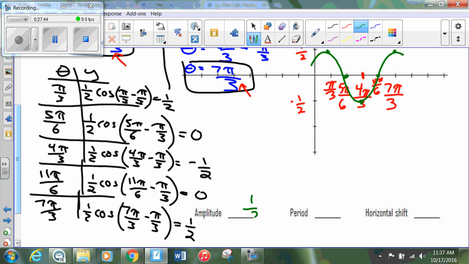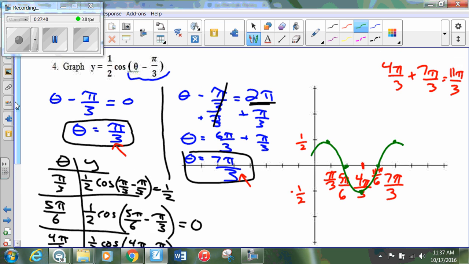The period: if we wanted to look at pi over 3, from pi over 3 to 7 pi over 3, the distance between those two is 2 pi. But you could also just look and see there's nothing in front of the theta. So that's a 1. So 2 pi over 1 is equal to 2 pi. So our period's 2 pi.